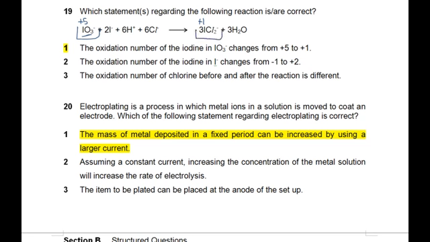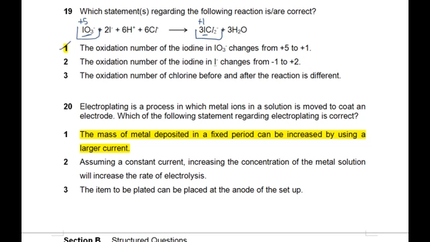Why is iodine in the product +1? The reason being, iodine is less electronegative compared to chlorine, so you will have to take on an oxidation number of +1. So 1 is correct.